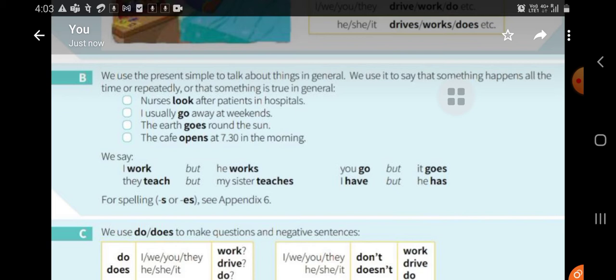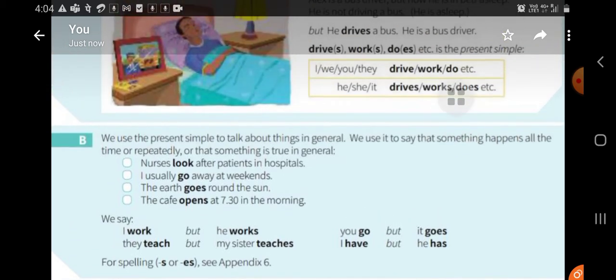I usually go away at weekends. Usually, this is regularly. The earth goes round the sun. This is the rule under something true in general. This is always generally true, no? Earth always goes. So you can say the earth goes round the sun. The cafe opens at 7:30 in the morning regularly. So you can see the rule, the simple present.